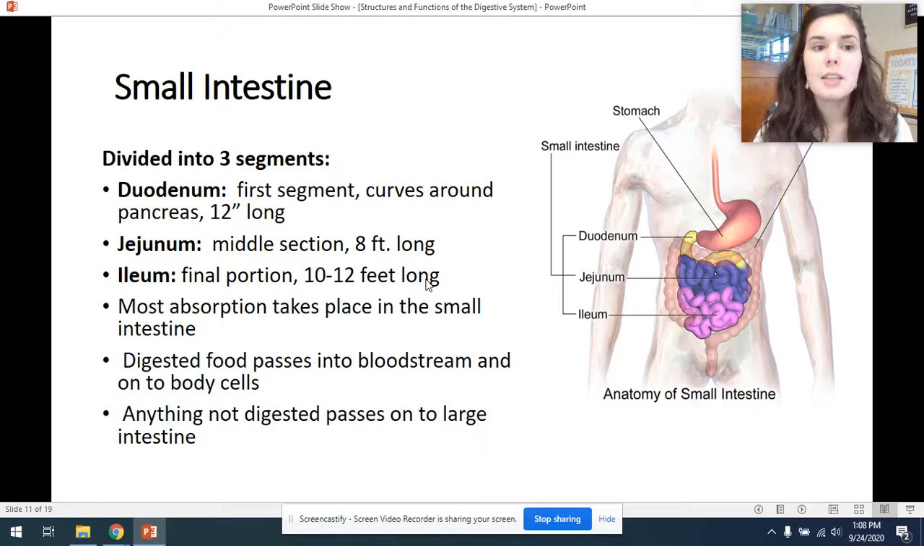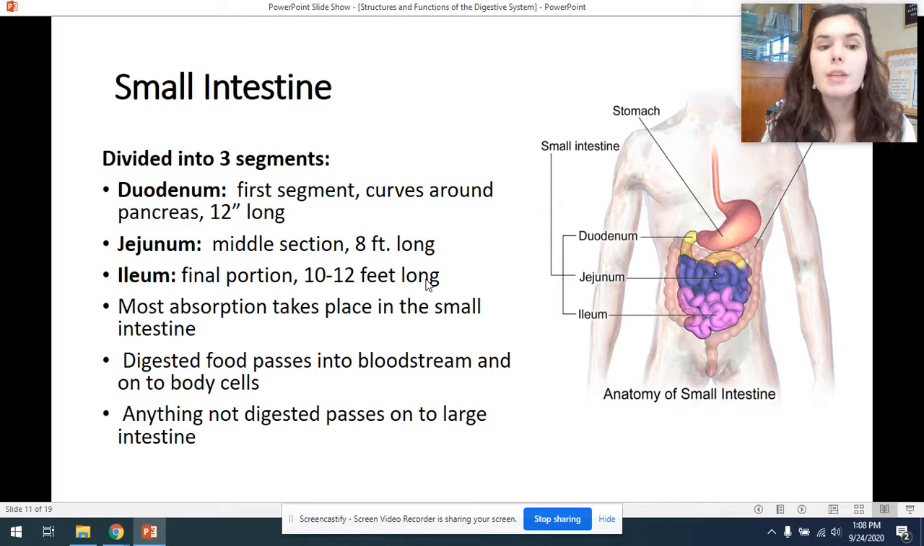Next, we have the small intestine. Your small intestine is actually divided into 3 different segments and is longer than the large intestine. The reason the small intestine is called the small intestine is because it's smaller in diameter than the large intestine, but it's actually longer in length. The first section, or the first part of the small intestine, is called the duodenum. And this curves around your pancreas and is 12 inches long, or 1 foot.